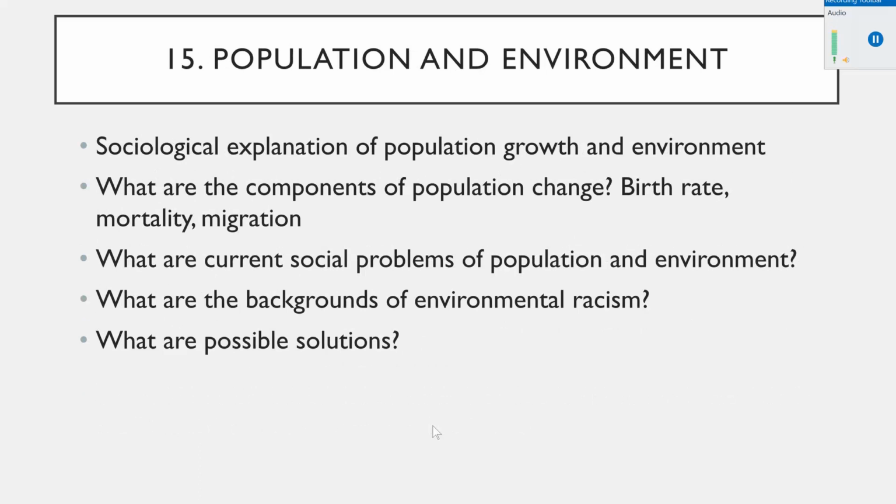Population and environment. There are many explanations of population growth and the environment. There are positive points of population growth and also negative points, as well as population decline. There are components like birth rate, mortality, and migration, and some current issues of population and environment. We talk about environmental racism, where people of color or lower class people are more likely to be damaged in disasters or environmental changes. So we need to see some possible solutions.